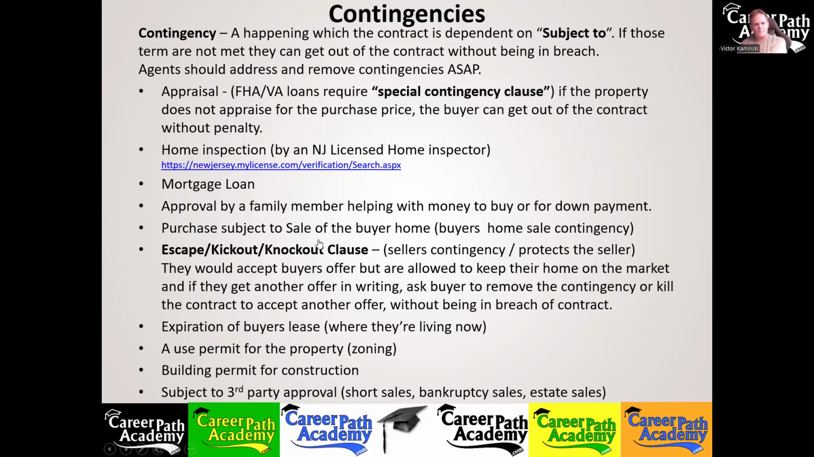Can anyone get out of the contract after the 3-day attorney period is done? Yeah, we could already be out of attorney review if these contingencies were included in the contract. A contingency is a happening in which the contract is dependent on. These are ways that you could get out of the contract and not be considered in breach of contract. So you're in a legally binding contract now, but if any of these things occur, for any of these reasons, are ways that you could get out of the contract still and not be considered in breach. Oh, okay.